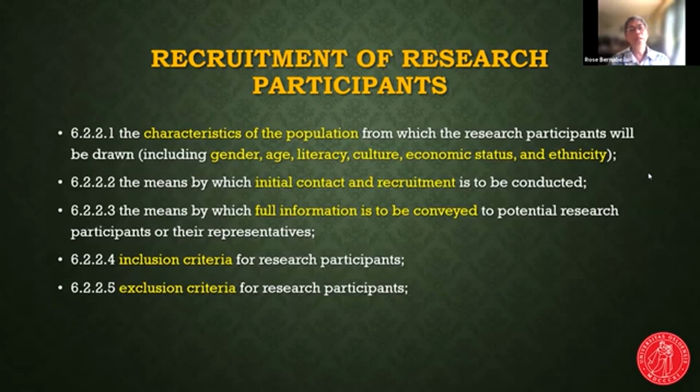So you want to have very clear scientific reasons for doing so, but also very clear justice reasons for doing so, right? The means by which initial contact and recruitment is to be conducted. So how will you invite research participants? Are you going to ask them one by one, or are you going to ask the head of the community, for example? Are you going to have an advertisement?